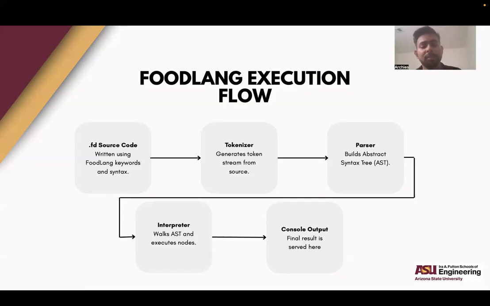The tokens are then passed to the parser. The parser organizes these tokens into an abstract syntax tree, or AST, which is essentially a structured map of how the code is meant to execute. Next, the interpreter works through the AST and performs the actual logic defined in the code, executing statements, running calculations, and managing flow control. Finally, the result is displayed in the console output, whether it's a printed message, a calculated value, or just confirmation that the code ran successfully. That's where the output shows up.